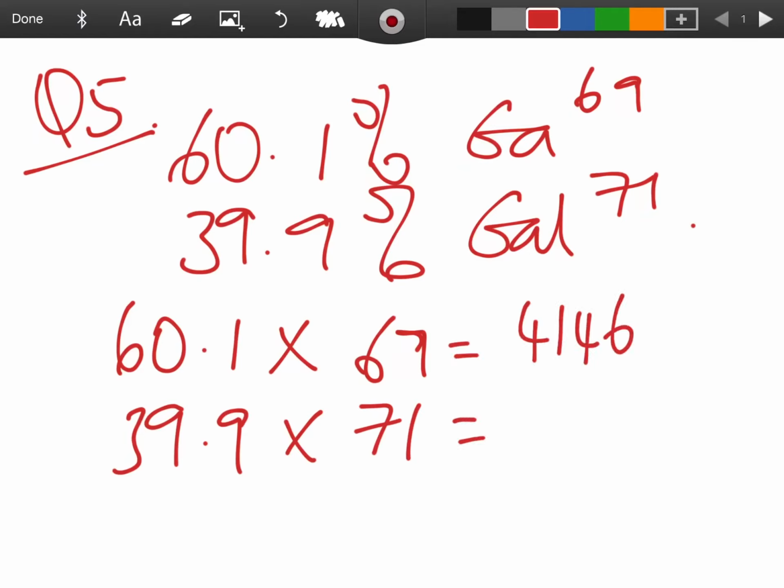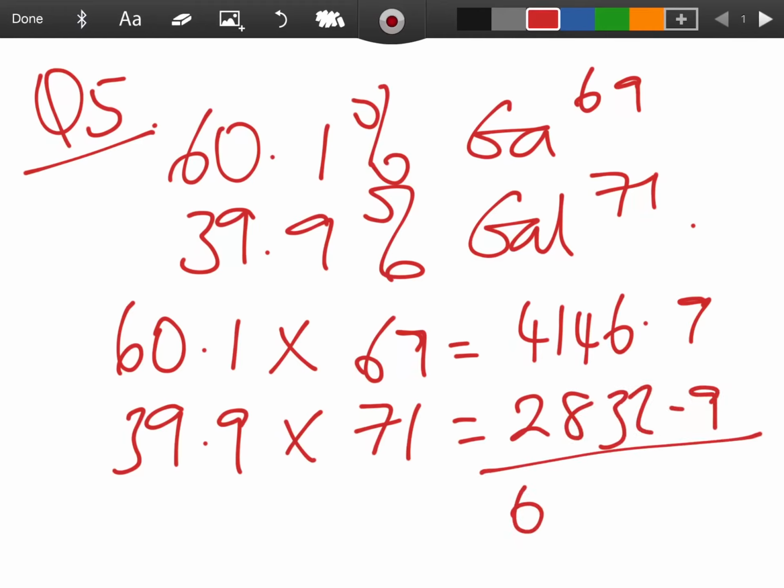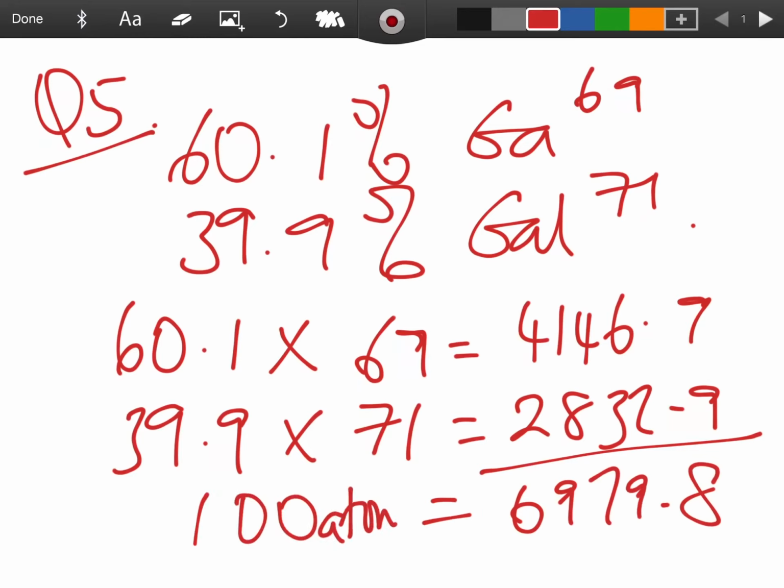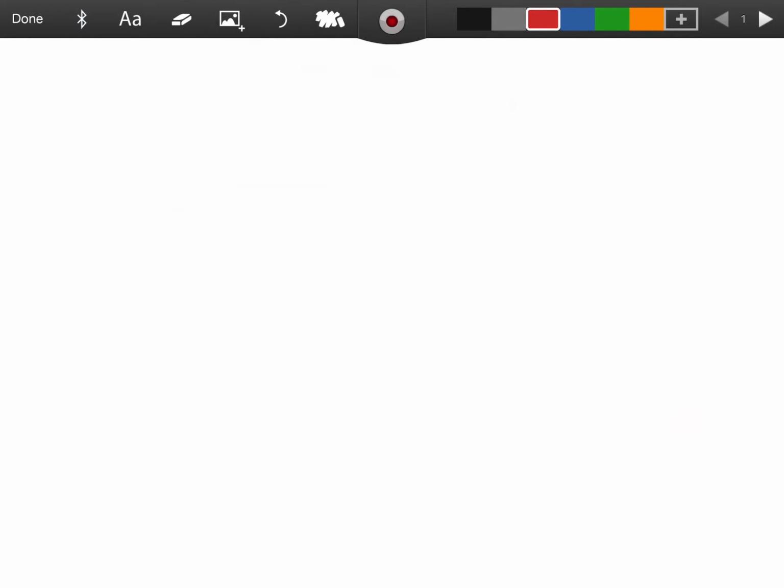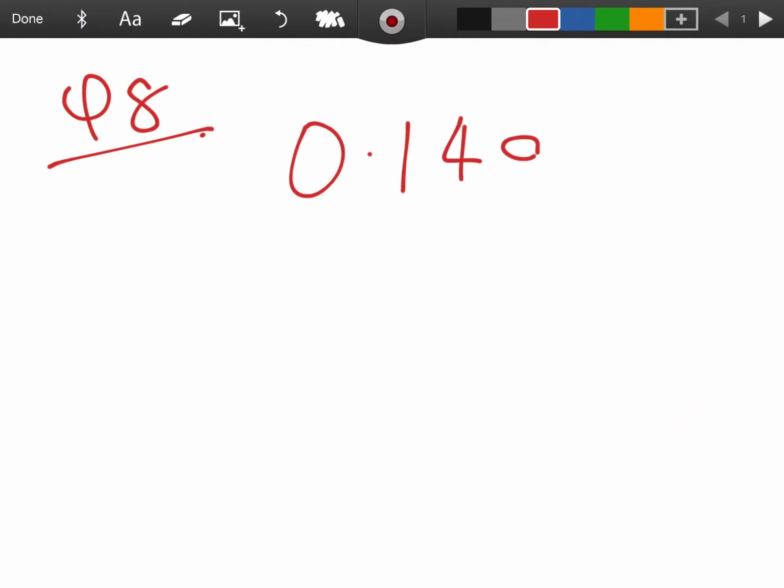So when you multiply those out there, look, you're getting these values, 2839.2, add them all up, 6979.8. Now lads, that's for 100 atoms, remember? So then you need to divide by 100, so you'll get your 69 AMU, atomic mass units, okay? That's that. Now, the question 8 then I was going to do, okay, you have 0.14 grams of carbon 14.